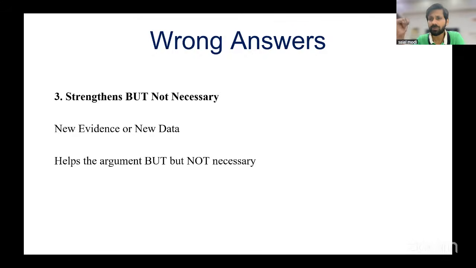So the three types, again: one, something that has no impact, irrelevant to the conclusion. Two, something that weakens the argument. And three, something that strengthens but is not necessary, right?